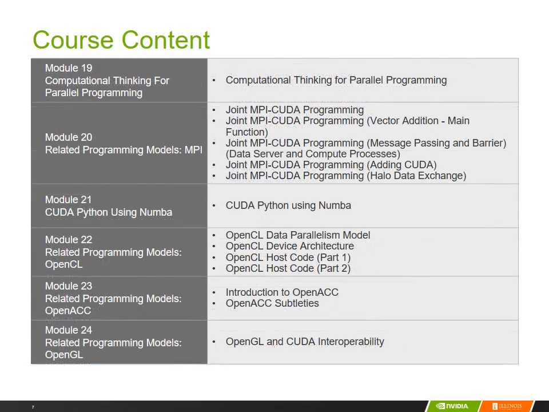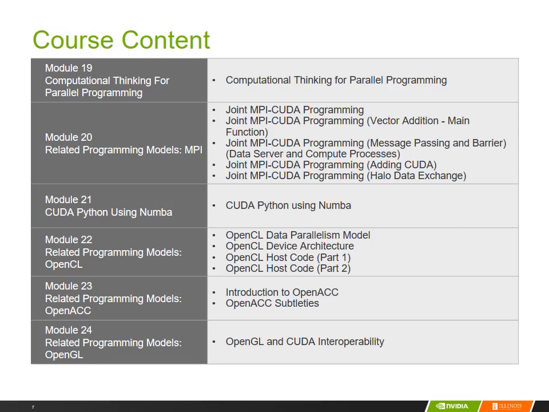Module 19 is an introduction to computational thinking. And this is to go beyond algorithms. This is for students to begin to think about how they can think about the formulation of their applications into computation problems in such a way that they're more amenable for parallel computation.